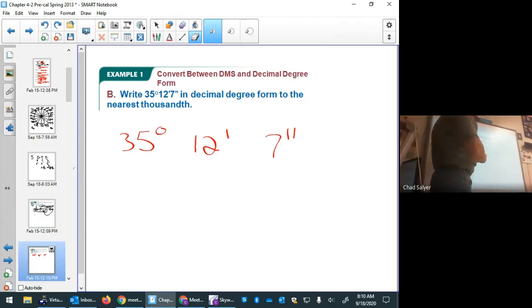So now we're going to start with decimal degree. I'm sorry, start with degree, minutes, seconds, and go to decimal degree.